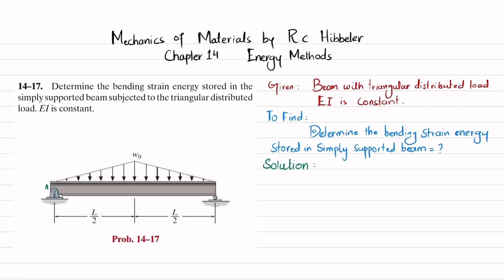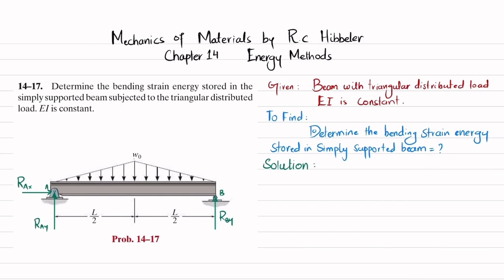Let this be your point A and this be your point B. If you remove the pin support at point A, you will have a vertical reaction force, RAY, and a horizontal force, RAX. Similarly, if you remove this roller support at point B, you will have only a vertical reaction force, RBY. So we'll find RAX, RAY and RBY by using the equations of equilibrium.